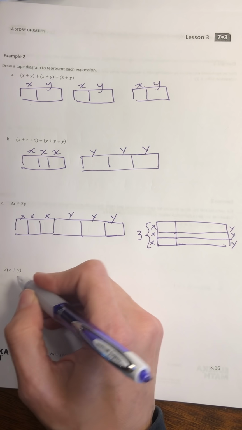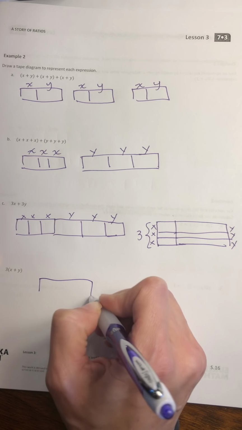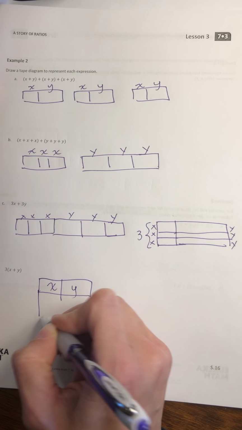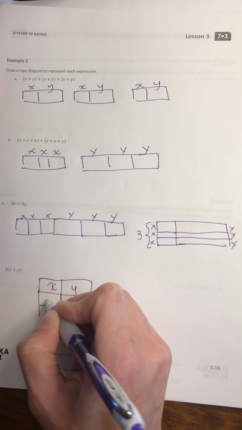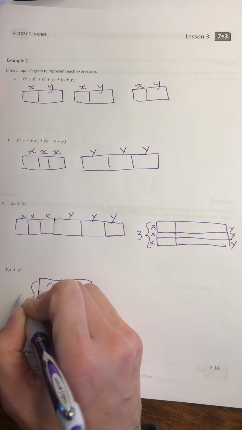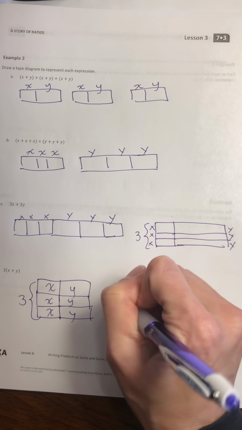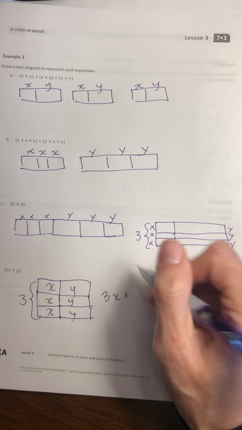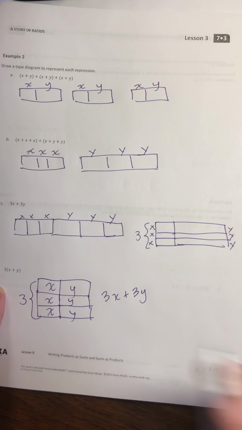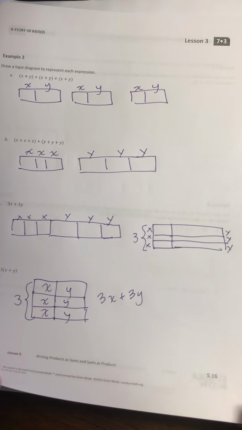Let's do another one. Let's do 3 times x plus y. If I have x plus y here, and then I have 3 of them, that's what that diagram could look like. So how many x's do I have? 3 x's. How many y's do I have? 3 y's. So there's the expanded form using the distributive property.